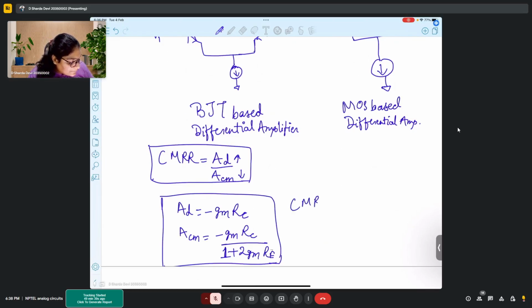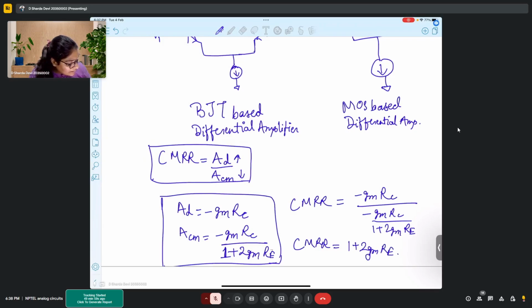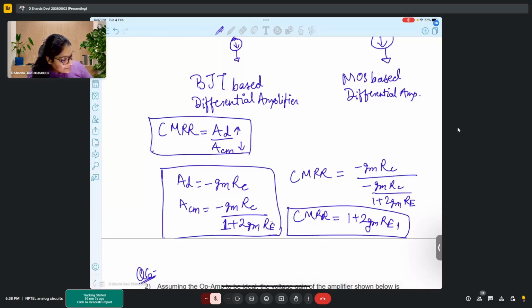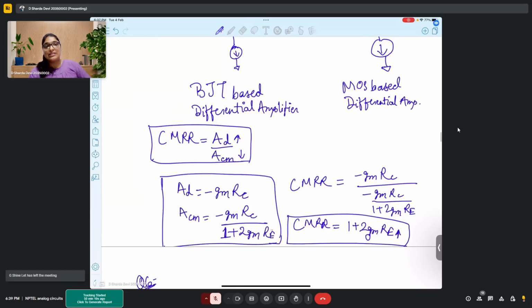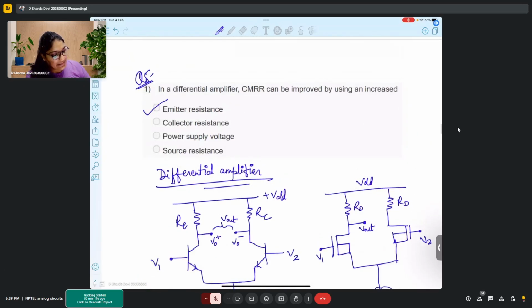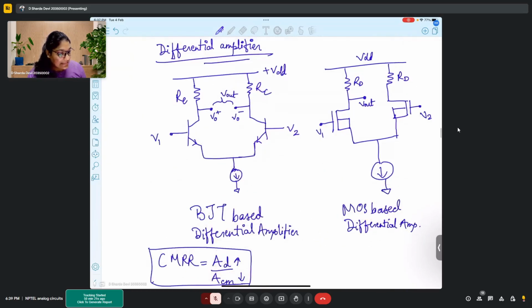Now when we write CMRR, we get minus RC by minus RC upon 1 plus 2 GM into RE. So CMRR is 1 plus 2 GM into RE. Here we can clearly see that as we increase RE, the emitter resistance, our CMRR will also improve. So the option is increasing the emitter resistance will improve our CMRR.